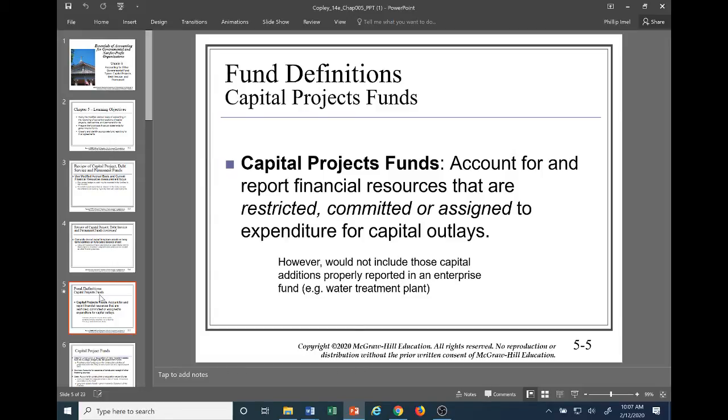However, it would not include those capital additions properly reported in an enterprise fund. And it gives an example here of a water treatment plant. So let's say for a business, an enterprise fund is used, like it says here, for a water treatment plant. If we build that water treatment plant, we do not need to use the capital projects fund for it, because it's going to be accounted for within the enterprise fund, right? Because it operates on the accrual basis, so long-term assets and liabilities, all that is fully accounted for in those. So if it's related to something in the enterprise or proprietary type fund, we do not need to use the capital projects fund.